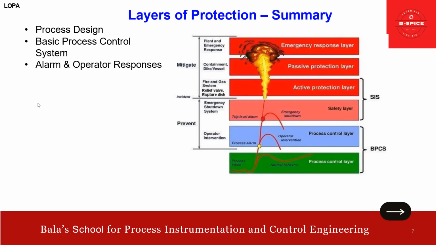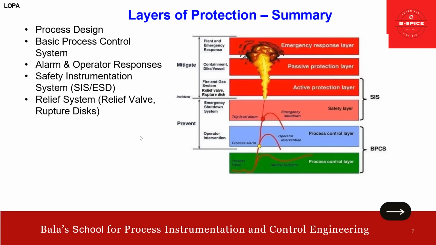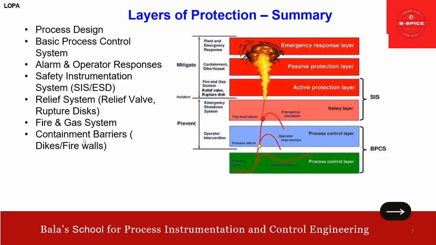All these actually, right? Then the safety instrument system. Then the relief valve, rupture disc. Then the fire and gas system. Then containment, dike and vessel. All these. Then the emergency response. So this is the layer of protection summary.